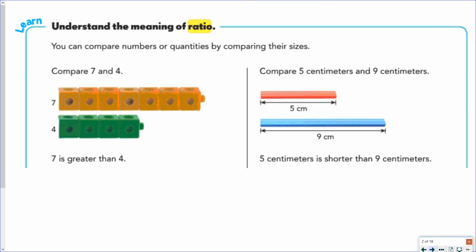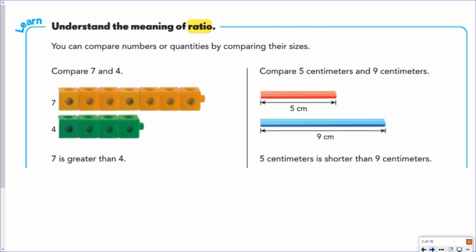So a ratio is a way to compare 2 quantities. And we've had some experience with the comparison when we wrote inequalities. And one way to do it is to write a sentence based on value. So in our first picture here, we have 7 orange cubes and we have 4 green cubes. So we could say that 7 is greater than 4, and that's comparing them based on their values.